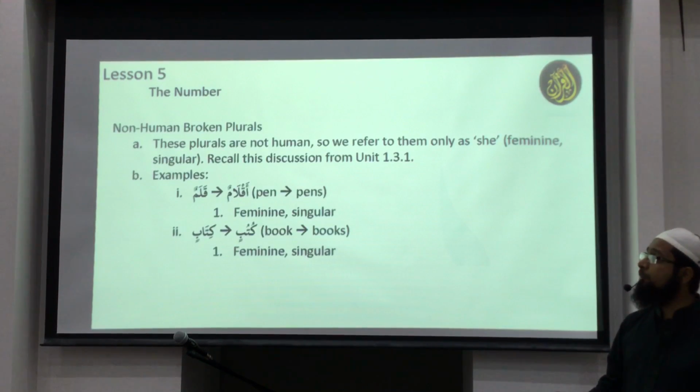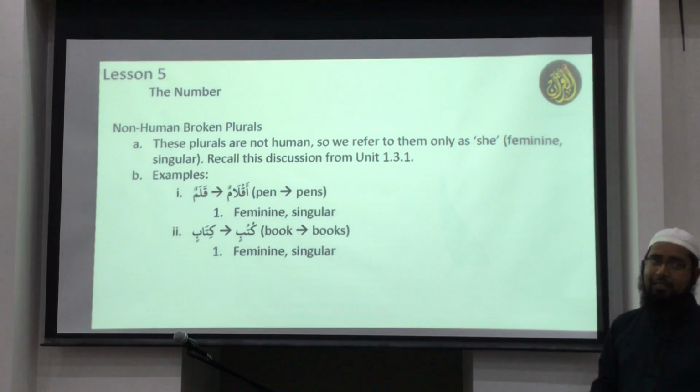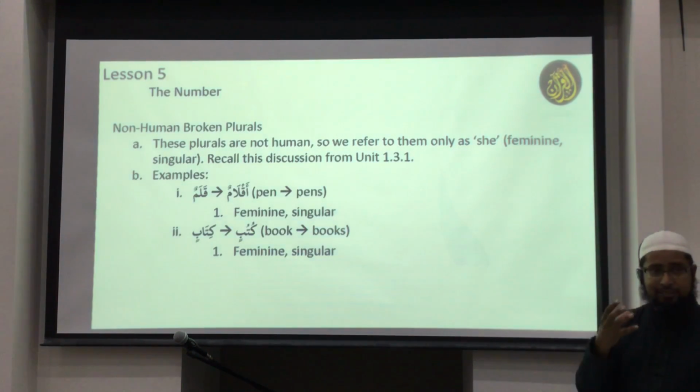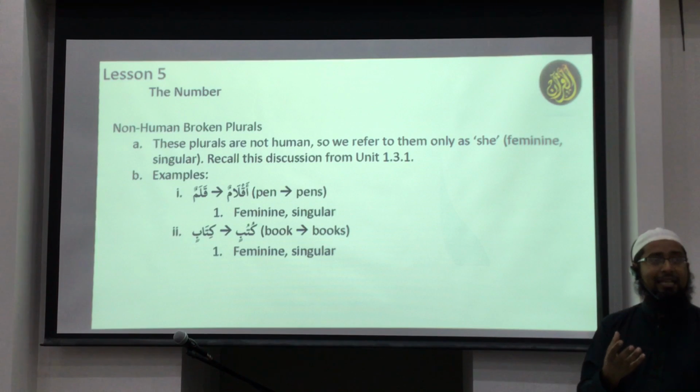And for the non-human broken plurals, take the example pen. Pen in Arabic is called qalamun. But when you say pens, it's not qalamuna or qalamina, it's aqlamun. So it's a plural. And when you see a plural of non-human objects, non-human things, grammatically the Arabs say it's a feminine singular. That's what the Arabs say.